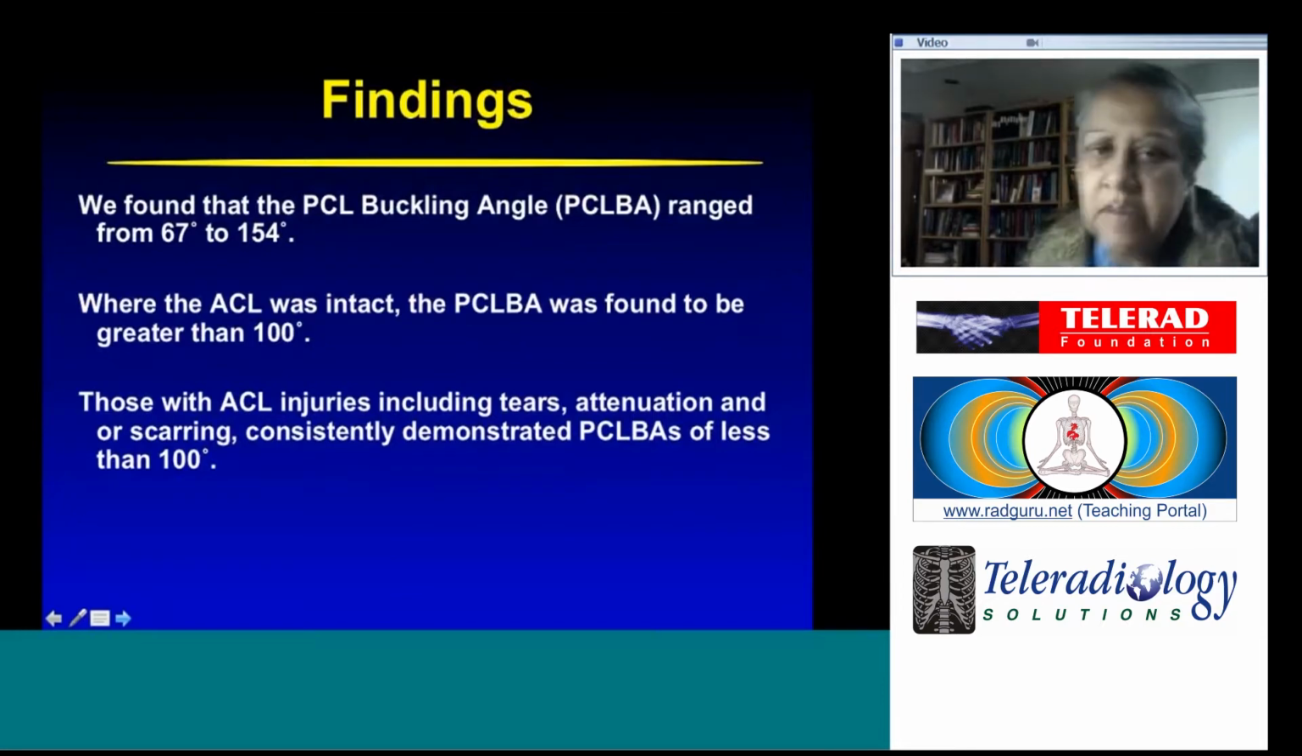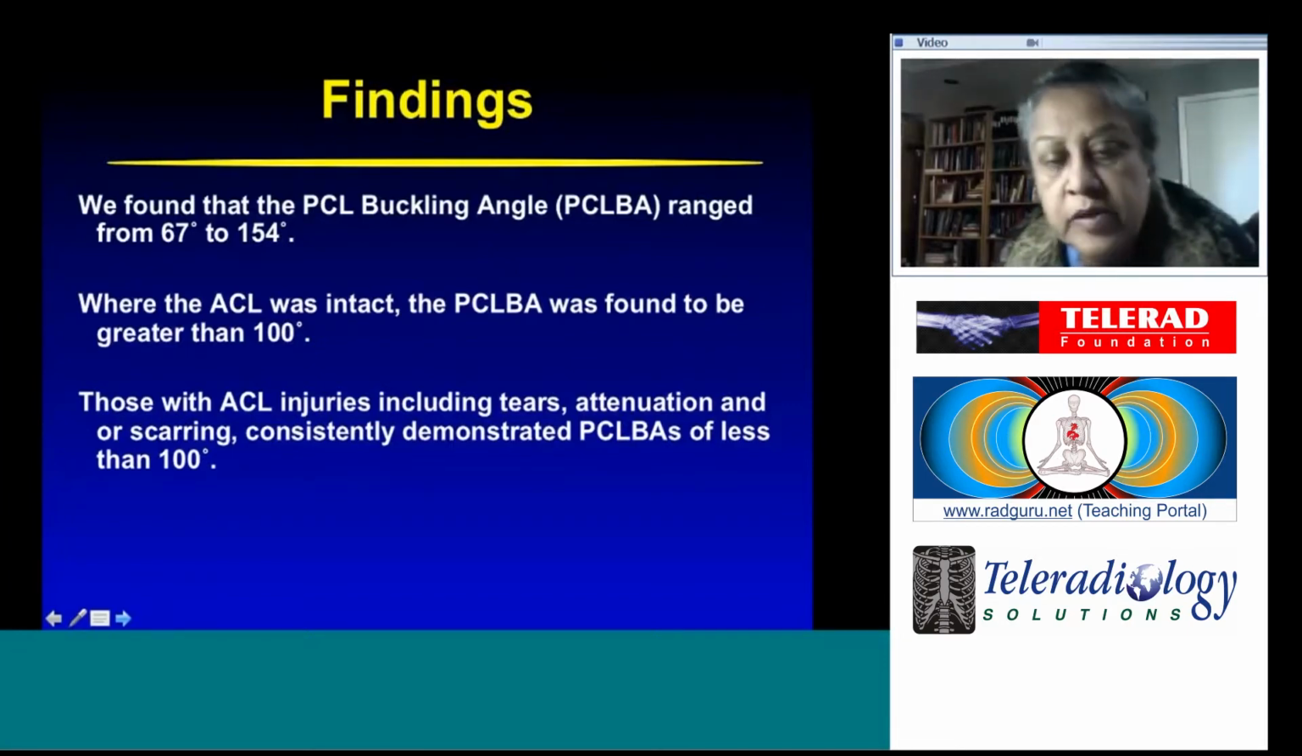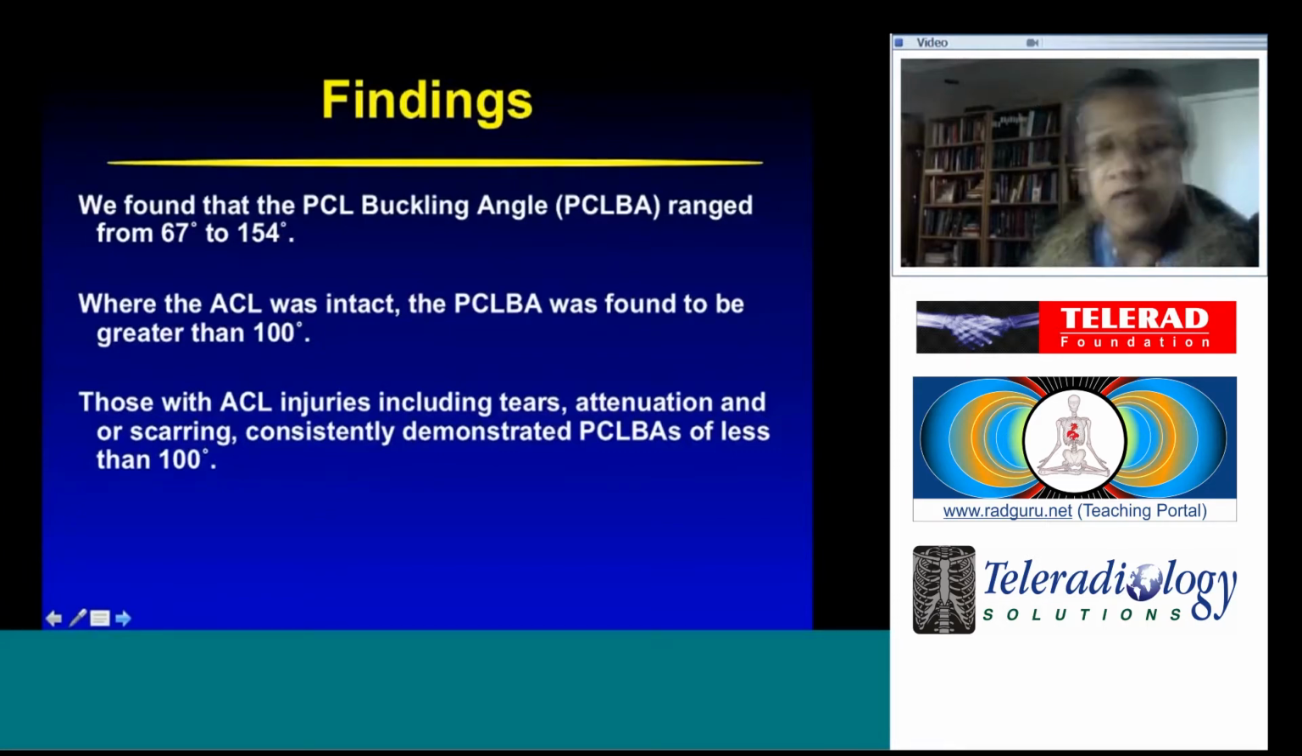We found that the PCL buckling angle in our whole cohort of patients ranged from 67 to 154 degrees. Where the ACL was intact, the PCL buckling angle was found to be greater than 100 degrees. Those with ACL injuries, which included tears, attenuation, scarring, consistently demonstrated PCL buckling angles of less than 100. This is an important fact to remember because ACL injuries can be masked or can be obscured. What do you do then? Then look for the PCL buckling angle.